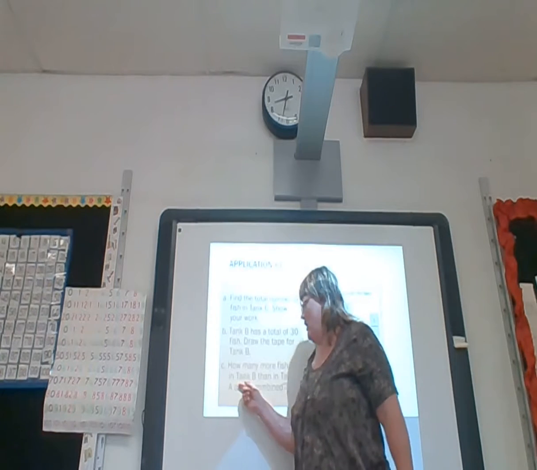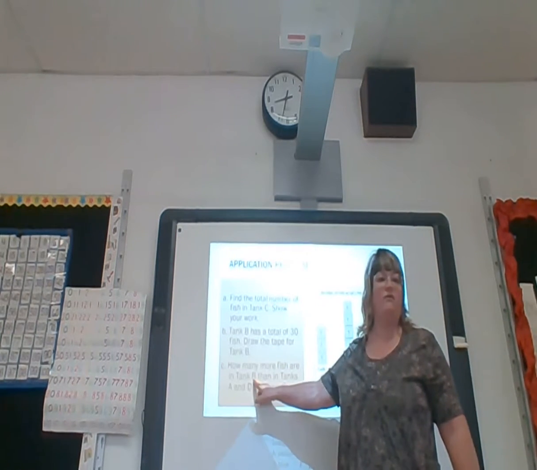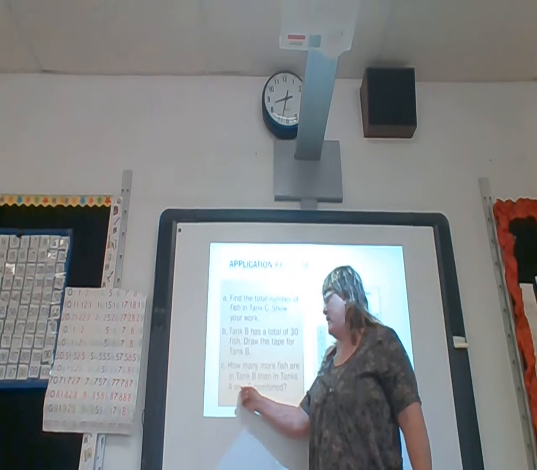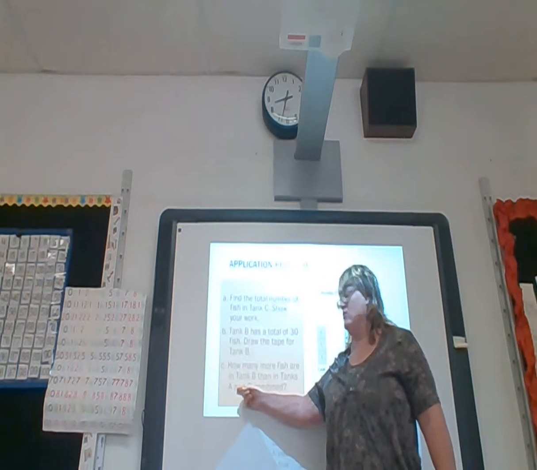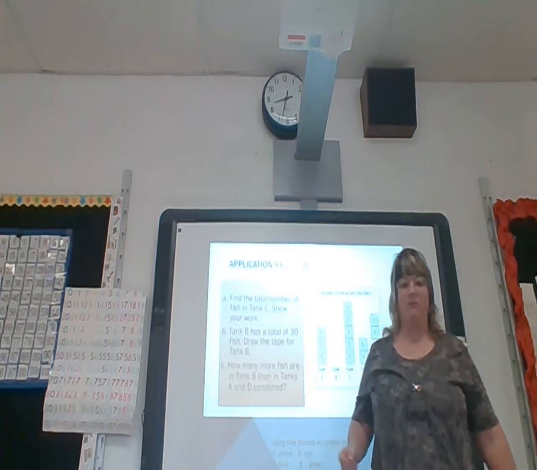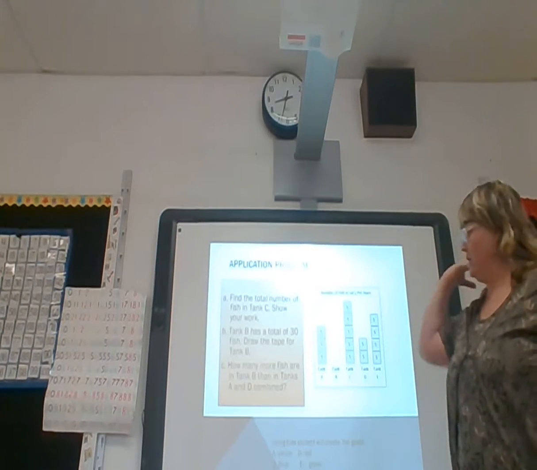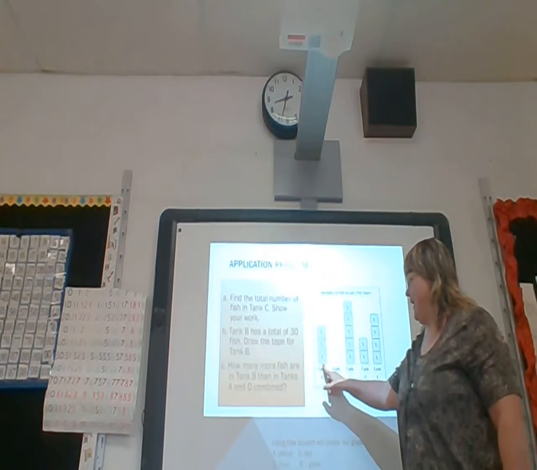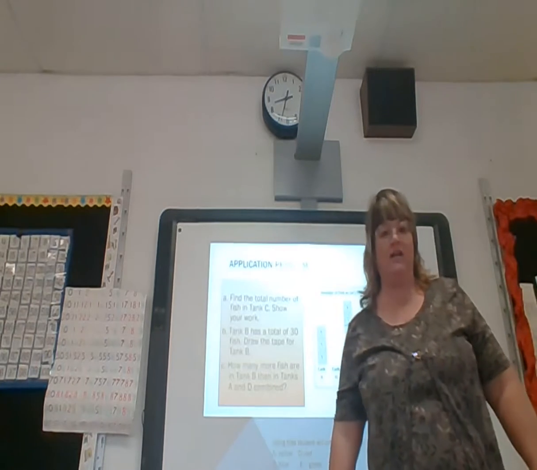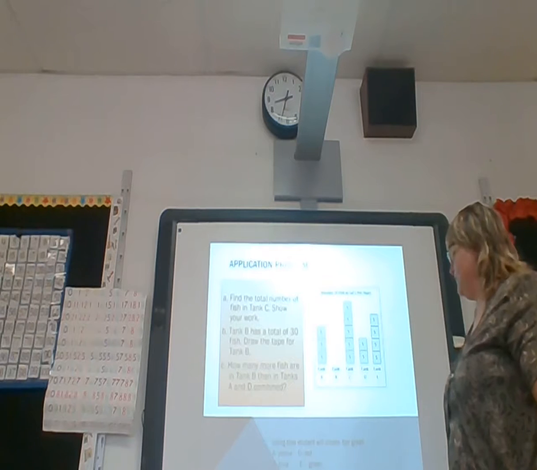Okay, when I walked around and I listened, I heard several of you talking about how you needed to know how many were in these two tanks, and then you needed to add them together to get the combination before you could figure these problems. If you said that, pat yourself on the back. That's exactly what you need to do. So we need to look at A, and we look at D. And we need to know how many are in each one before we can proceed on to the next step.